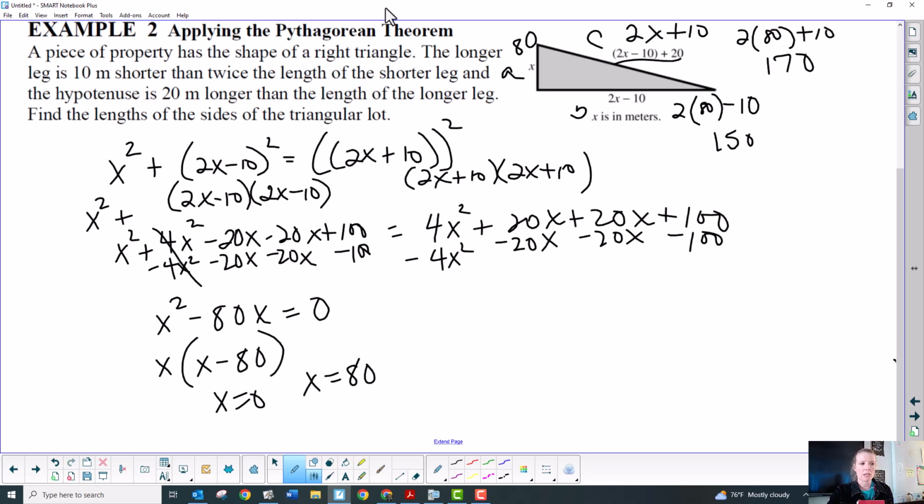And then we just kind of check to make sure the hypotenuse is 20 meters longer than the shorter leg. That's right, 170, 150 is 20. And then the longer leg is 10 meters shorter than twice the length of the shorter leg. Everything's working out good, so that's 80, 150, and 170, and that's the answers. Last one.